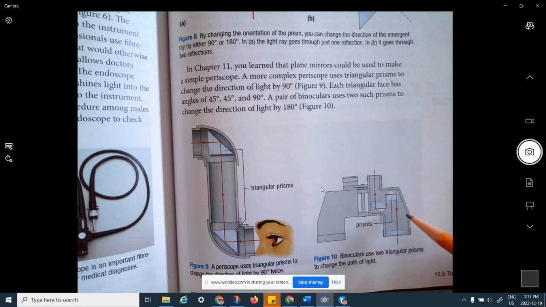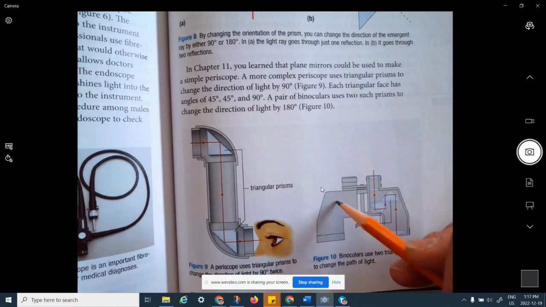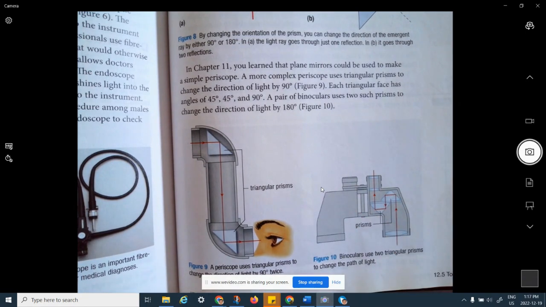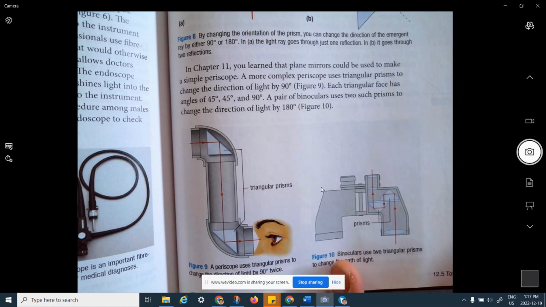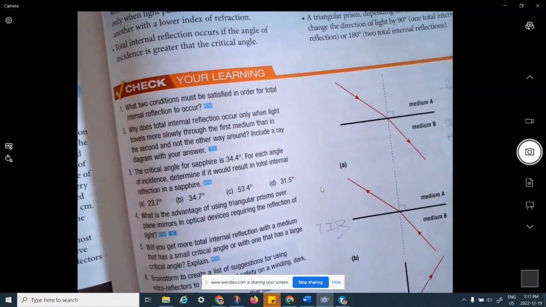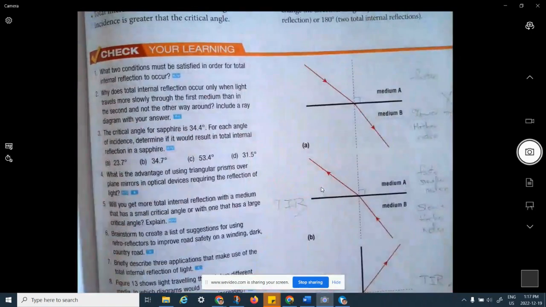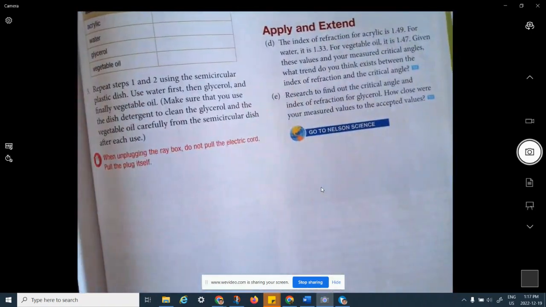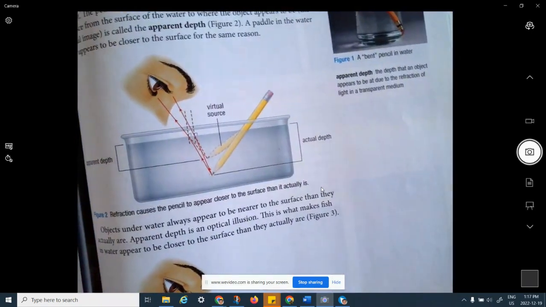Old-fashioned binoculars have two prisms on each side, so you have four prisms. And yes, we talked about this, we've done this already. Don't worry about the apparent depth and stuff.